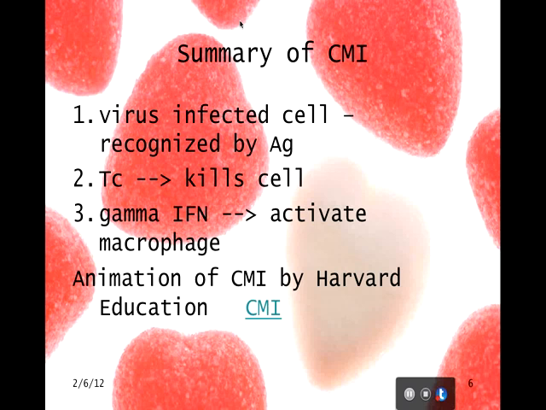In the CMI response, the viral infected cell processes the invader and presents the antigen to be recognized. The cytotoxic T cell will kill the infected cell. Gamma interferon will be released to activate the macrophages to clean up the debris of the immune response.